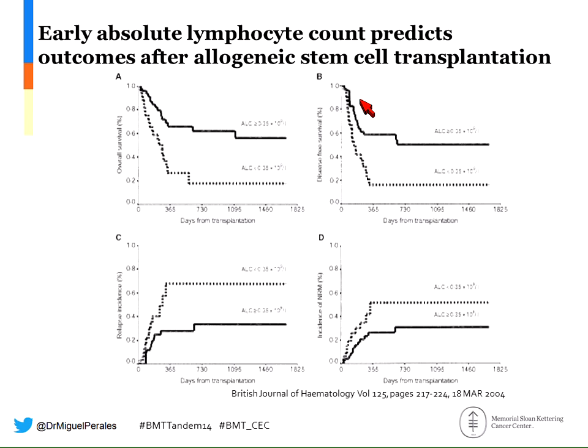So what about in allogeneic stem cell transplant? Again, the same message. This is data that was published a few years ago, and you can see this is overall survival, which is directly linked to early lymphocyte count. This is the absolute lymphocyte count at day 21, and you could distinguish two populations. This is the risk of relapse and infections: low lymphocyte count means more infections, but also, importantly, more relapse.